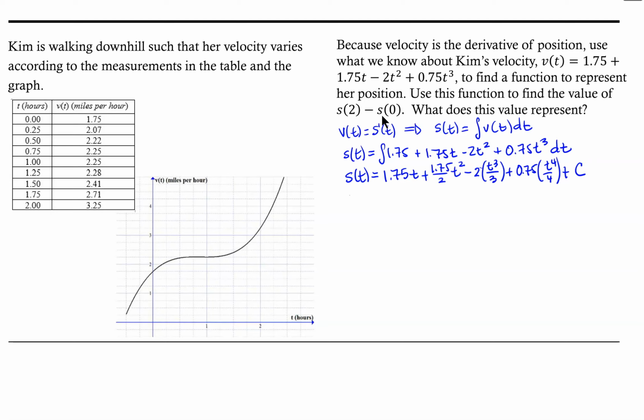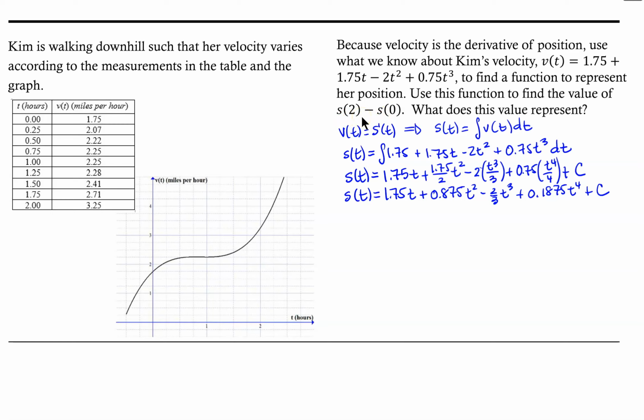So simplifying this just a little bit, s of t equals 1.75t plus 0.875t squared minus 2/3 t cubed plus 0.1875 t to the 4th plus c. Now let's go ahead and compare s of 2 and s of 0 by subtraction.